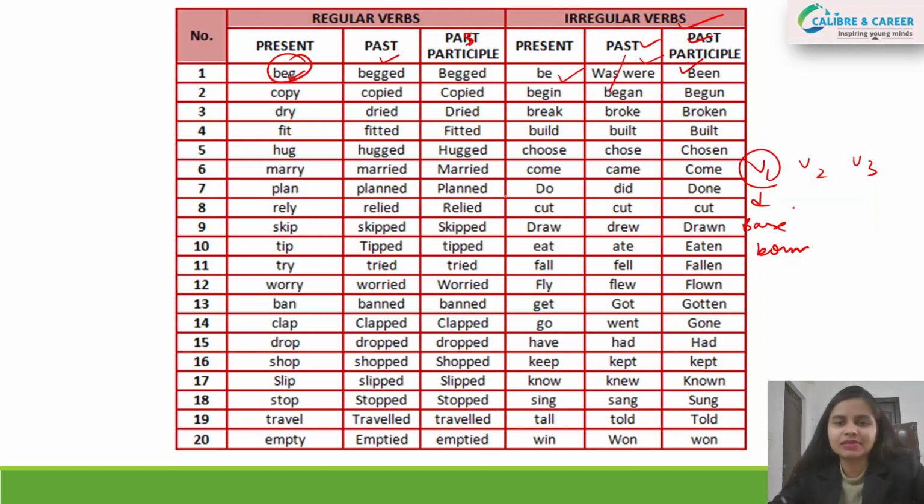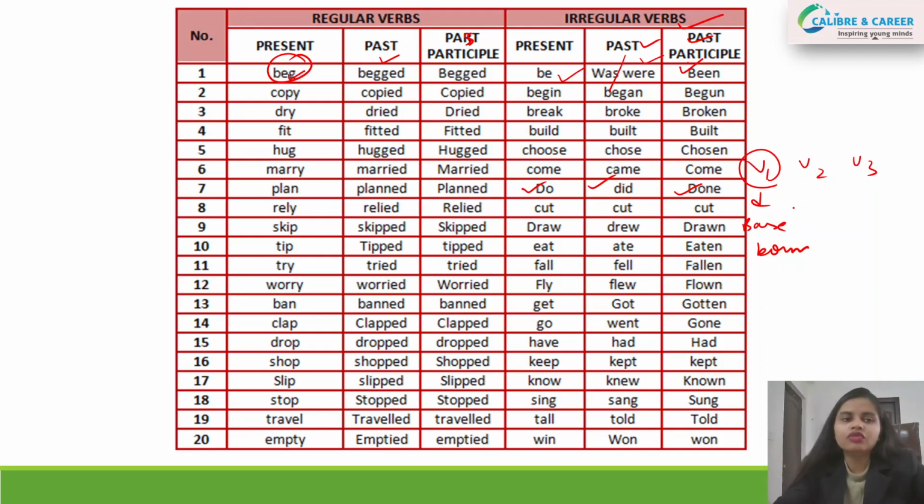In your past participle, here: do, did, done. Okay, so all the three are different. That is the reason they are irregular verbs. So I hope you have understood that there are three forms of verb. We also discussed this in detail in your verb class.